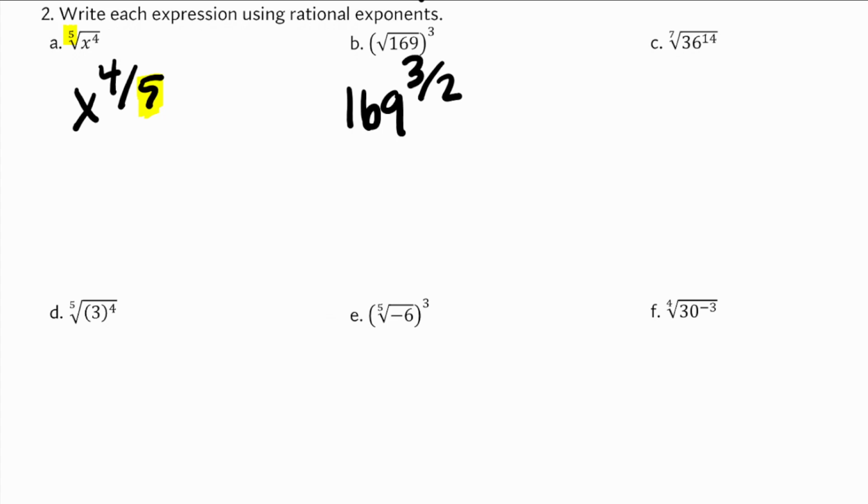Okay, 36 to the 14, 7th root. So that would be 36 to the 14, whoops.